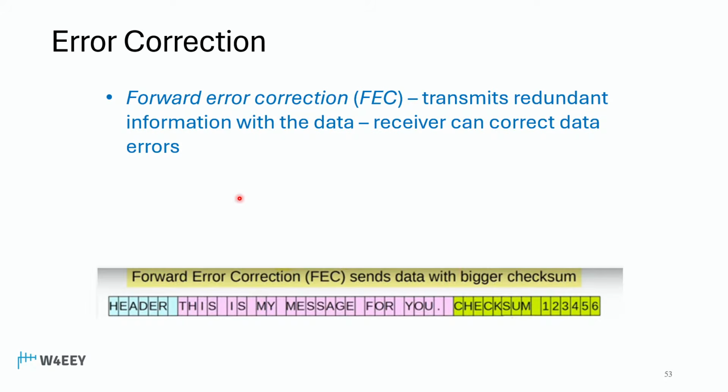Speaking of which, we've got something called forward error correction, or FEC. Not FCC, FEC. It transmits redundant information with the data. The receiver can correct data errors.